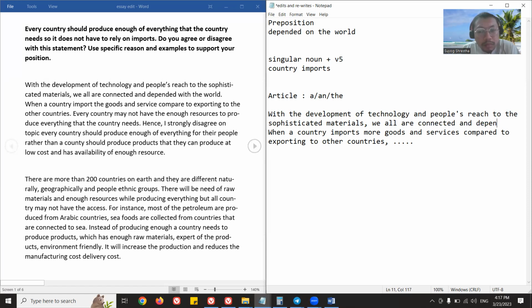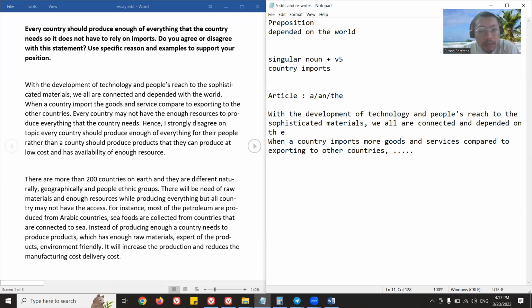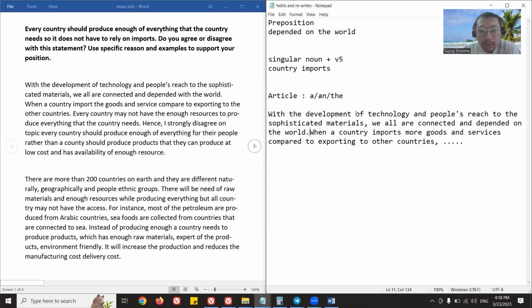Dependent on the world. Then we have when a country imports goods and services compared to exporting to other countries, something, something, something, and I'll add to it based on what comes out. Okay, so every country may not have enough resources to produce everything that it needs.